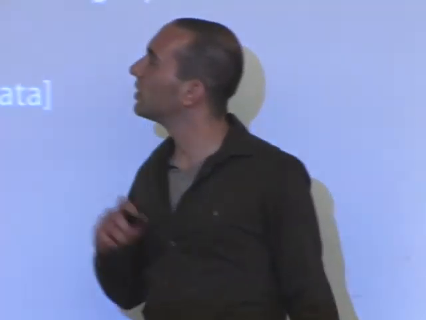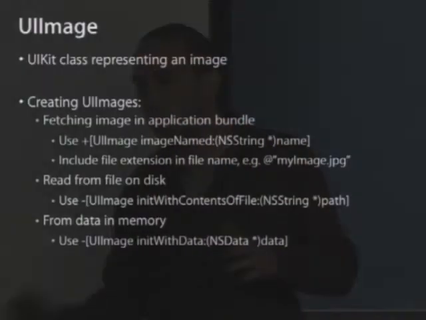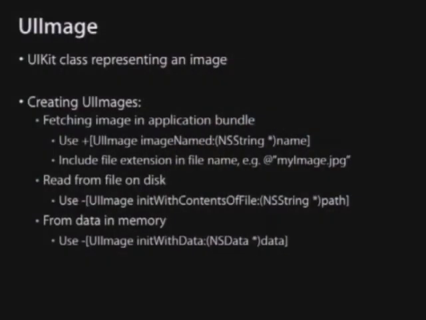So now images and text. How do you draw images and text? Well, first let's talk about what's a UIImage. Well, UIImage is a UIKit representation of bits of an image. Now you might store that image on disk, or that might come from memory.